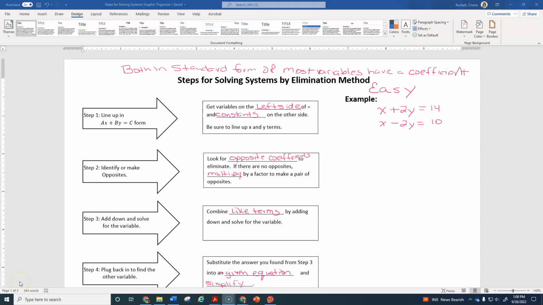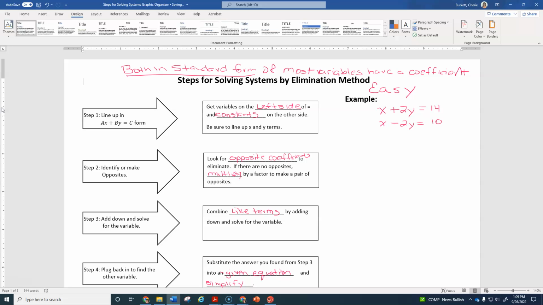So when you have a system and both of the equations are in standard form, that's the sign that you probably want to solve by elimination. If they're not already both in standard form, then you're probably going to choose elimination because most of your variables have a coefficient. I'm going to work through examples.